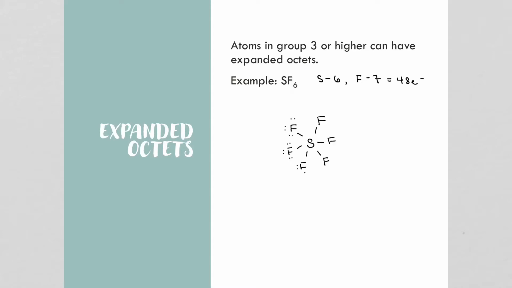So we distribute the remaining 36 electrons around the fluorines. So that's how you would draw sulfur hexafluoride. As you can see, sulfur now has 12 electrons in its octet, which is more than most are allowed, but because it's in period 3, it has expanded octets.